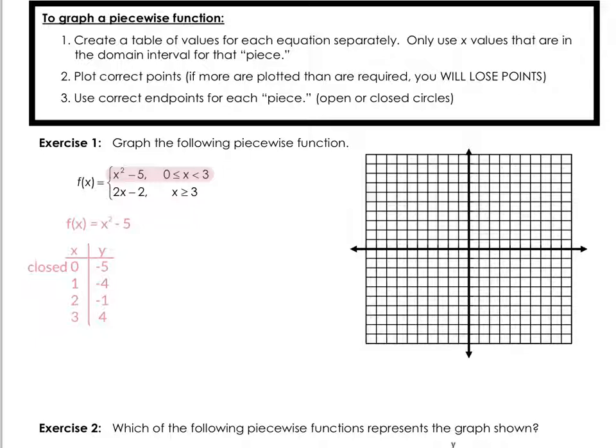Then at 3, since in my domain x is less than 3, 3 is not included, so I'm going to write open next to that. Next, I can go ahead and plot those points using the correct endpoints that I just wrote down. So I'm going to start at 0, -5, which can be a closed dot. So that's my first one at 0, -5, and then 1, -4. And these are all included since they're in the middle, so I don't have to worry about open or closed. And then 2, -1, and 3, 4, but that one needs to be an open circle.